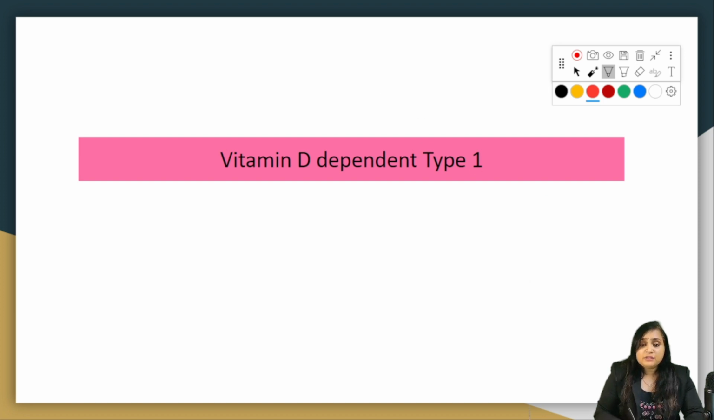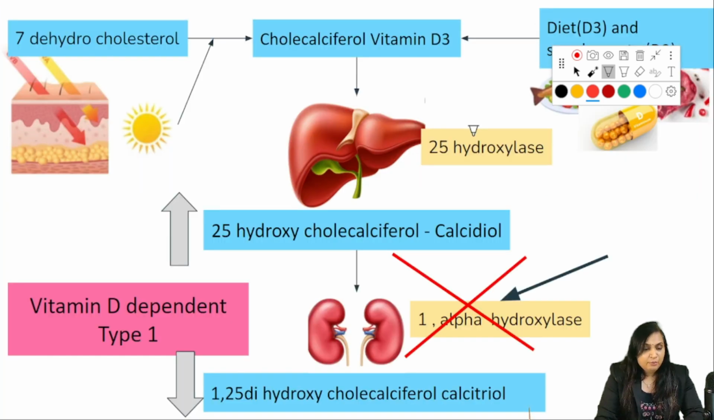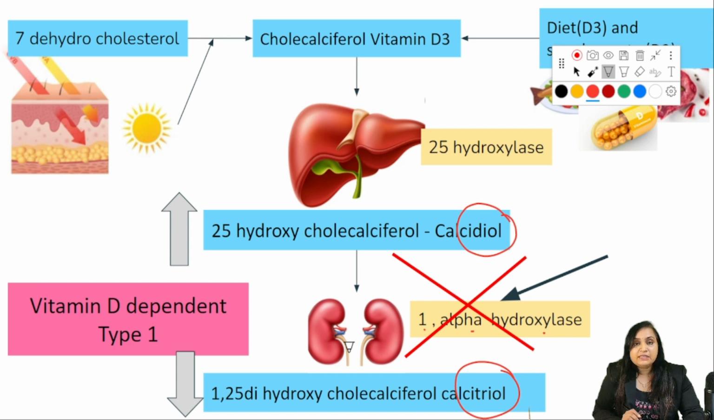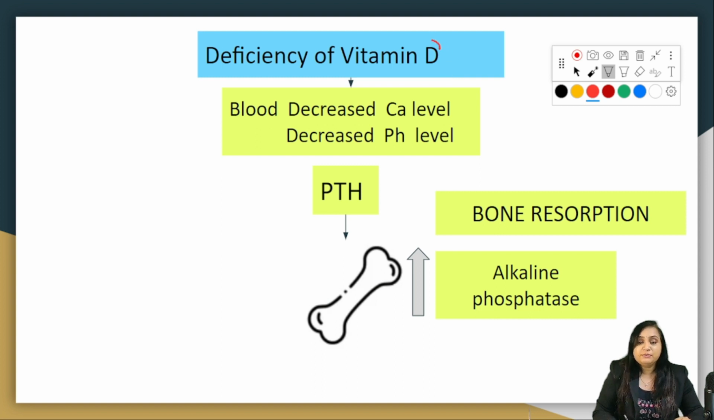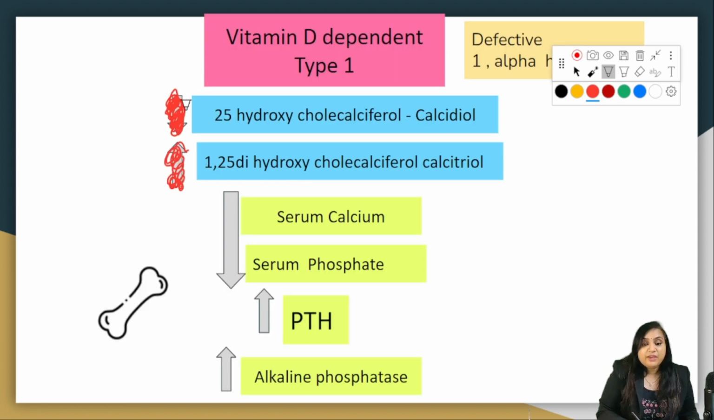Okay. The next form is vitamin D dependent type 1. Here the main problem is we have some issue with the 1-alpha hydroxylase enzyme. So conversion from calcidiol to calcitriol will not take place in the kidney. This enzyme is defective. So what will be the end result? We all know that there is no active vitamin D. There will be decreased calcium, decreased phosphorus, increased PTH, and an increase in alkaline phosphatase. But here we have an increased calcidiol and reduced calcitriol because there is an issue with 1-alpha hydroxylase. So calcidiol will increase and calcitriol will reduce.